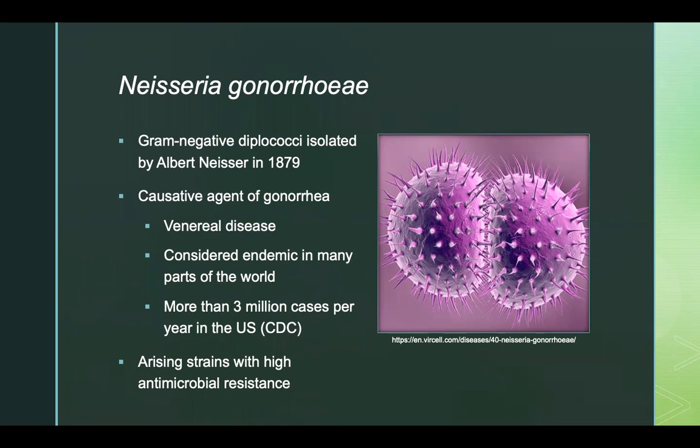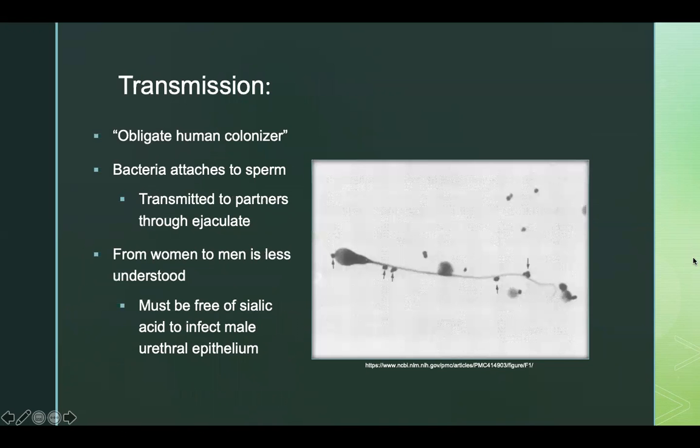or sexually transmitted. It's considered endemic in many parts of the world, and the CDC most recently reported there being 3 million cases in the last year domestically in the United States. There are also major concerns caused by rising strains with high antimicrobial multi-drug resistance, but that's not something we'll cover in this presentation. The transmission of the bacteria itself relies on sexual activity by people.